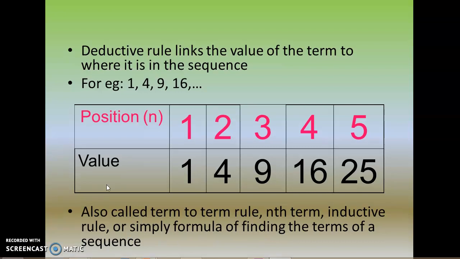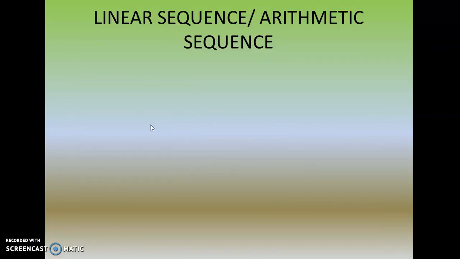So let's now go ahead and look at the different types of sequences. The first sequence that we're going to look at is the linear sequence. It is also called an arithmetic sequence. These are exactly the same thing. In fact, you do have different terminology for sequences. In some books, you will see the word progression used, and these are absolutely the same thing.